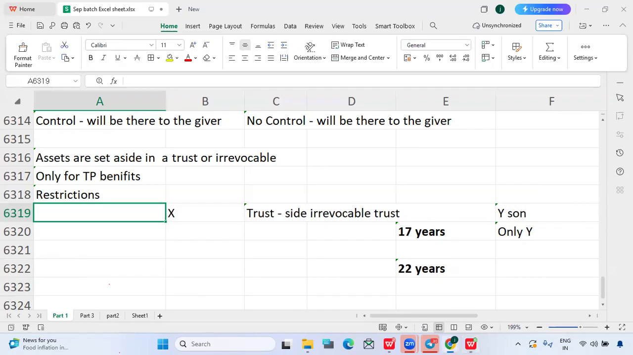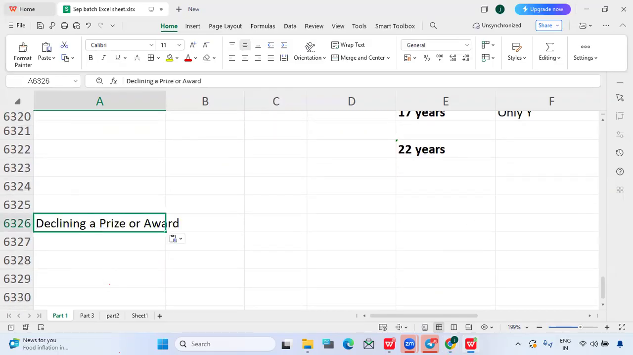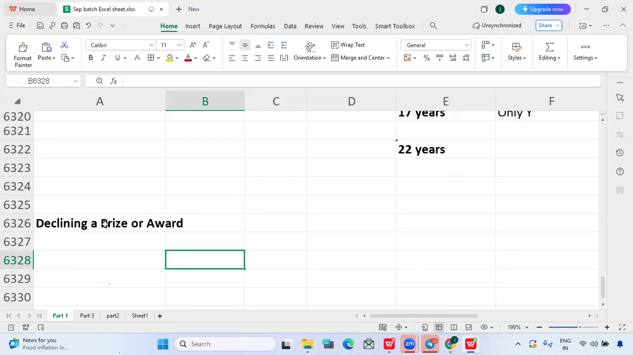Next one, prizes or awards. So we will quickly complete this, and then we'll try to complete the remaining important areas in tomorrow's session. Okay, declining a prize or award. Let's say the taxpayer participated in a quiz or something, and he will get one prize. So what happened? The taxpayer declined the prize. Now, did he actually receive it or not? He hadn't actually received it.